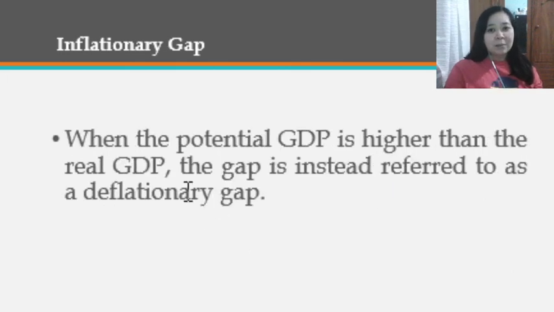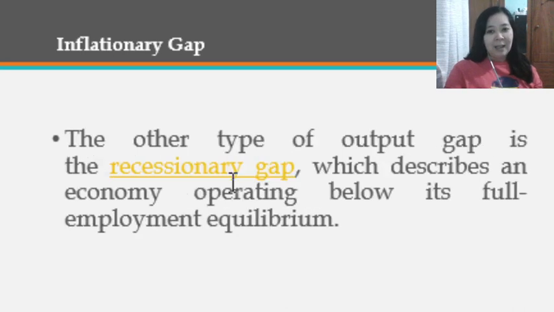Here, when the potential GDP is higher than the real GDP, the gap is instead referred to as a deflationary gap. So this is the opposite. The other type of output gap is the recessionary gap. This is an economy operating below its full employment. This is the opposite of an inflationary gap.